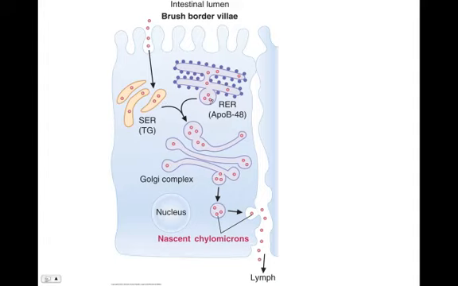We have synthesis of our ApoB48 protein in the rough endoplasmic reticulum. And in the rough ER, we start to have the formation of our chylomicron particle that's facilitated by our microsomal triglyceride transfer protein. This starts to form our phospholipid particle with triglycerides and cholesterols.